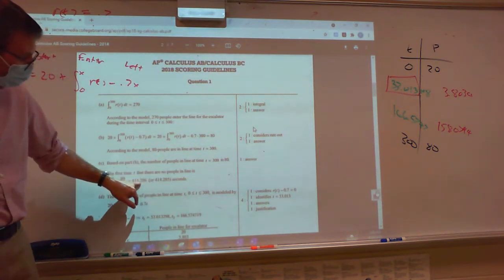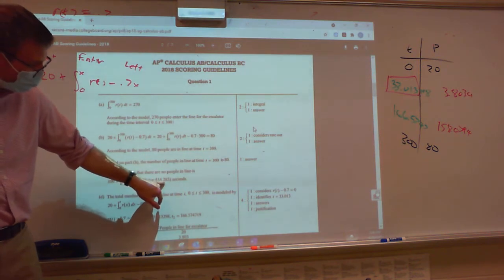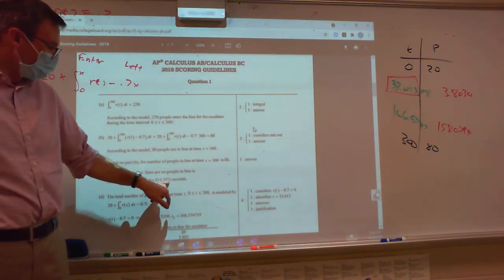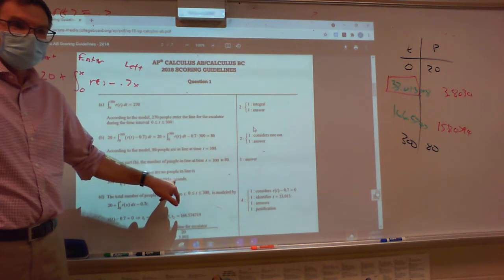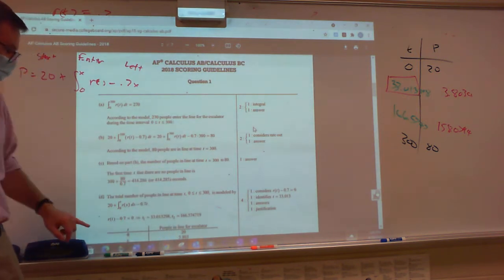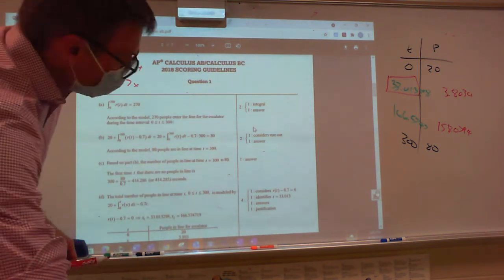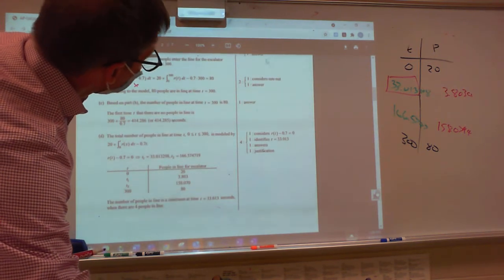Notice they don't care if you round up. I actually think this was 414, 2.2859 or something, and so they don't care if you round. Part D, notice part D is worth 4 points.